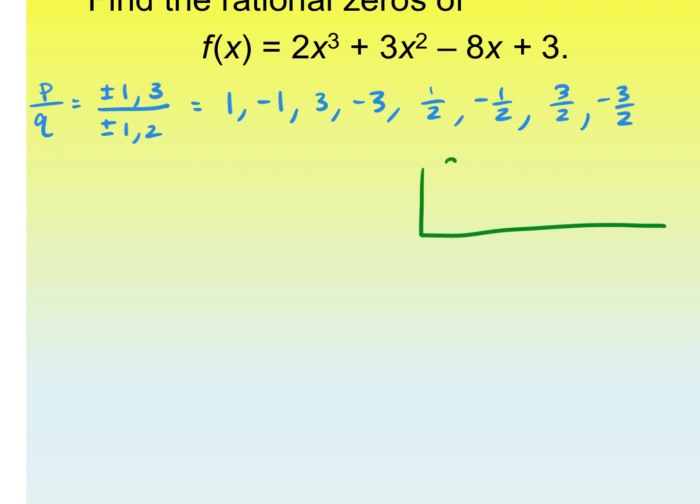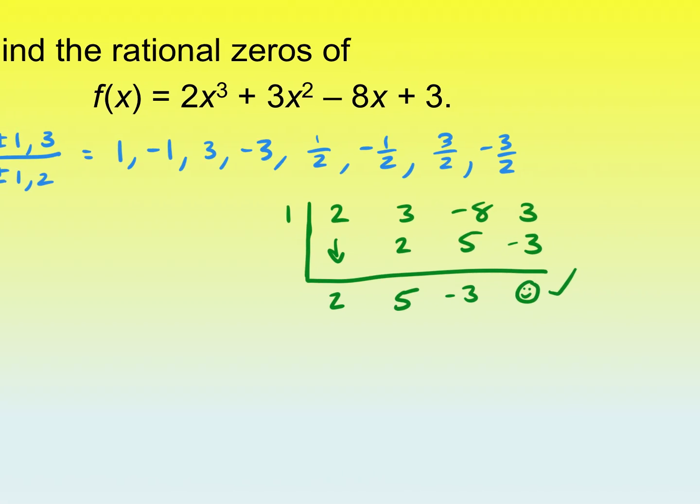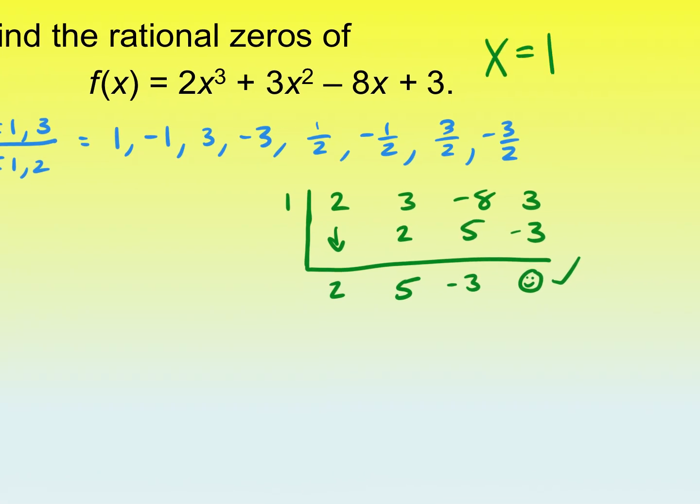Inside the box, I've got 2, 3, negative 8, and 3. What do you want to try first? Sure, we can try 1. Drop down the 2, multiply, we get 2, 5, 5, negative 3, negative 3, 0. Does it work? Yes, our goal was to get 0 as the remainder. So 1 is a factor. I'm going to say x equals 1.